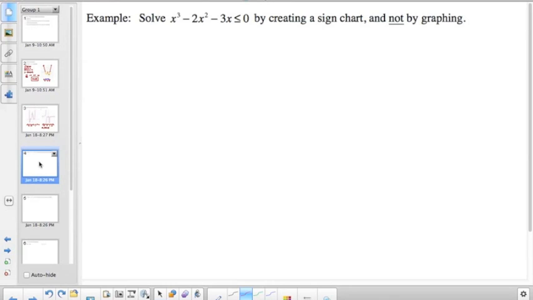Okay, let's put this all together and solve this particular inequality. We're going to use a sign chart. We're not going to graph this. So the first thing is I want to factor. So I have x squared minus 2x minus 3 less than or equal to 0. And then we continue factoring.